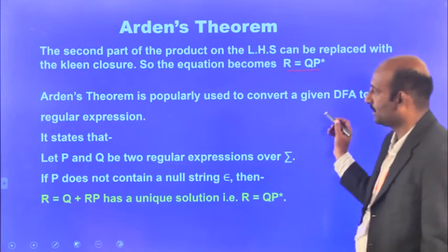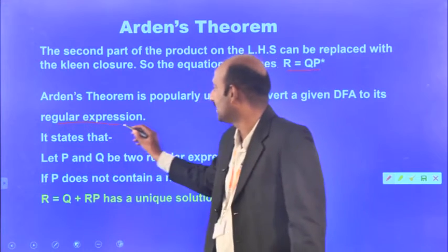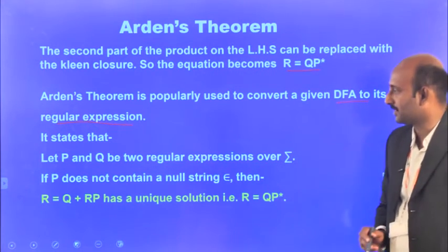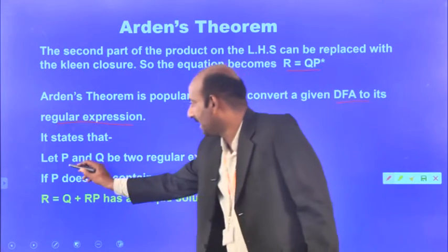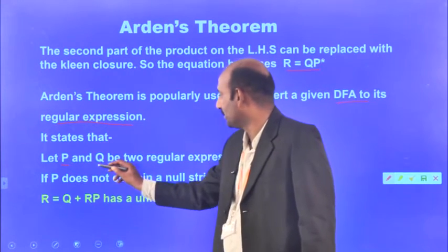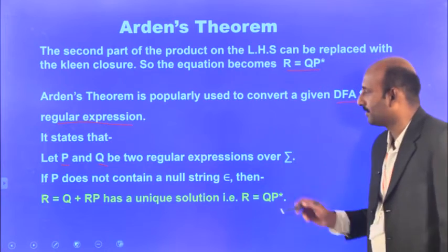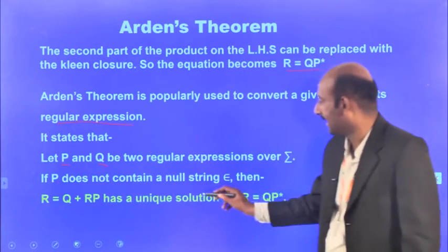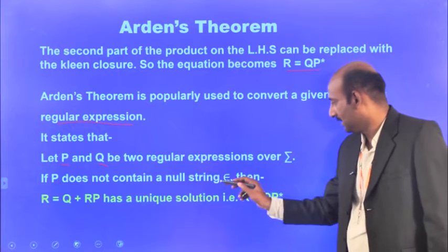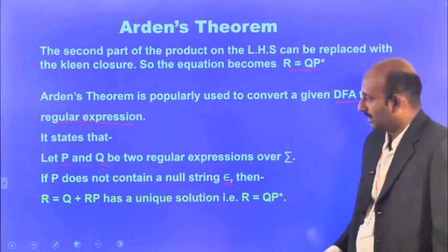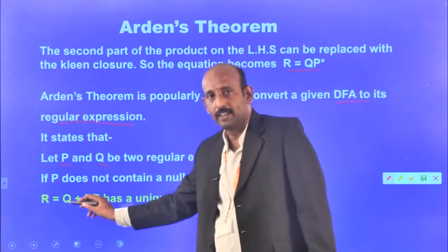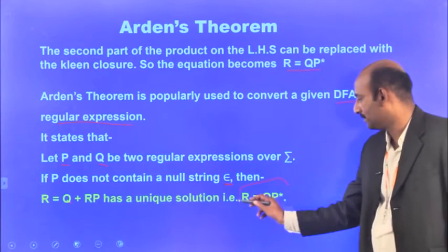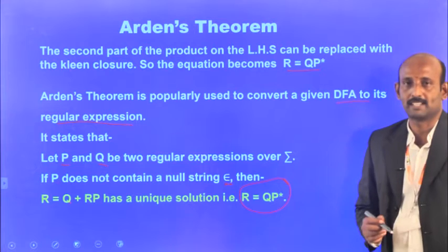This theorem is actually used for converting the DFA into its regular expression. Let P and Q be two regular expressions over the alphabet, and the regular expression P does not contain a null string, that is epsilon. Then R equals Q plus RP has a unique solution, and we prove that R equals QP star.